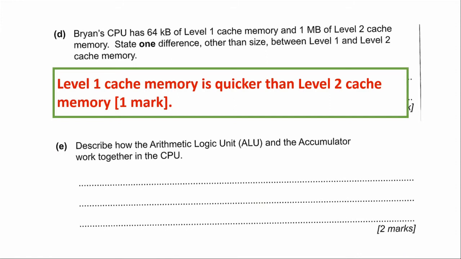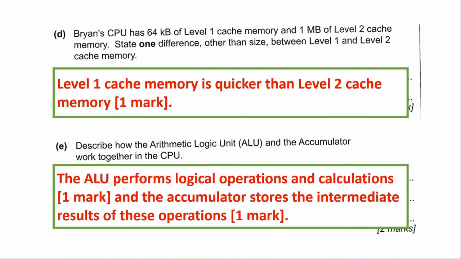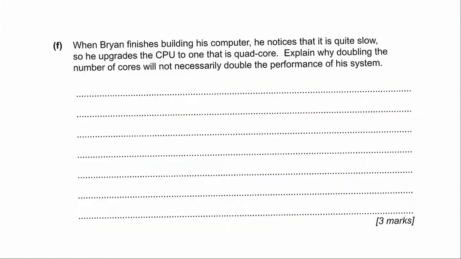Simple. So then E, describe how the arithmetic logic unit, the ALU, and the accumulator work together in the CPU. So here we can just say the ALU performs logical operations and calculations. That gives a mark, but then we need to follow up for the second mark to talk about the accumulator. So we can say, and the accumulator stores the intermediate results of those operations. So the ALU will do the calculations and comparisons, and then it will put the results into the accumulator.